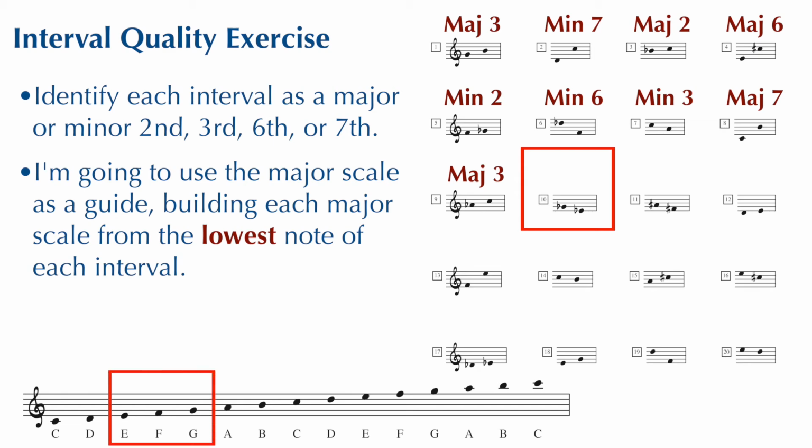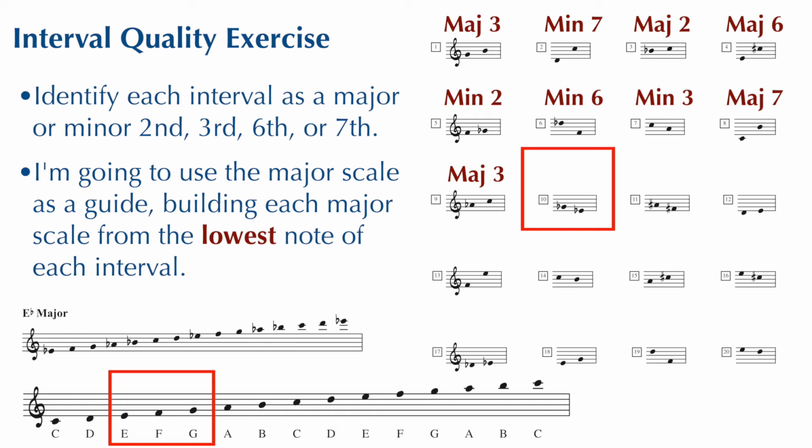G to E of any sort is going to be a third. We use our lower note to construct our major scale. So E flat, F, G is in the E flat major scale. So G flat is too low. So G flat is going to be a minor third.